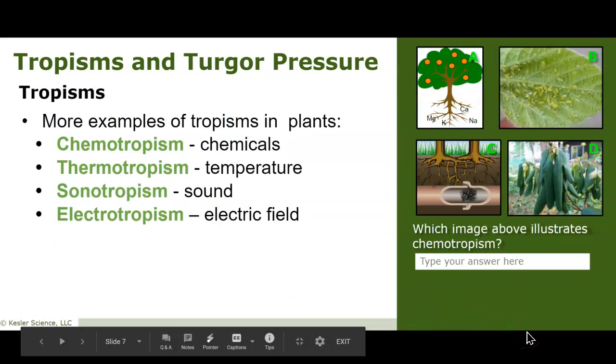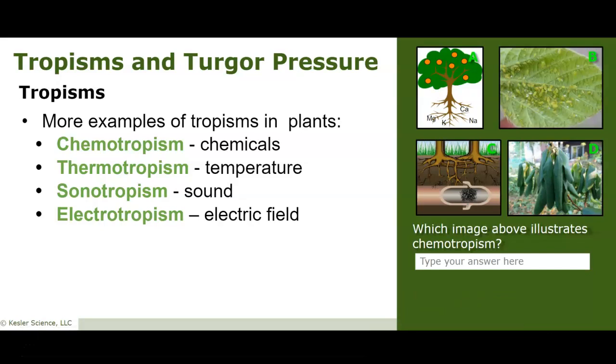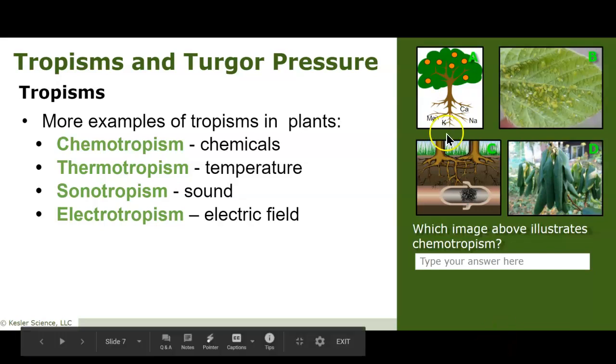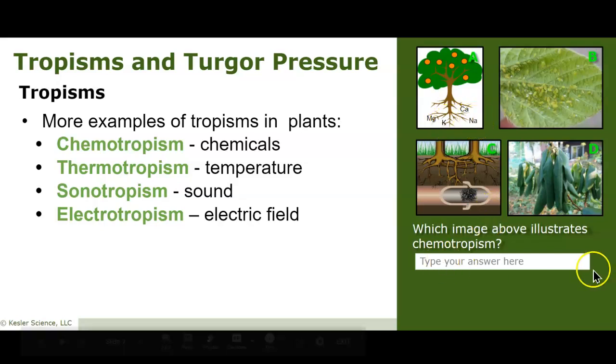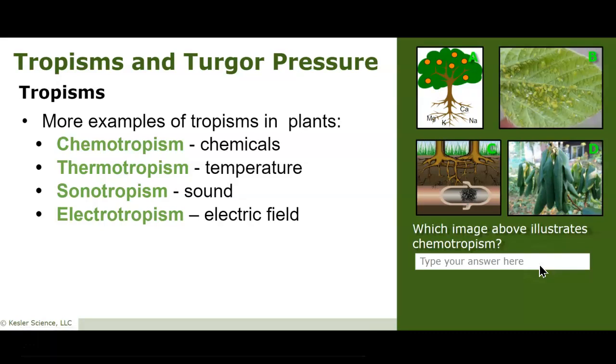Some other examples of tropism are chemotropism, thermotropism, sonotropism, and electrotropism. So if you take a look at the pictures on the right, you're going to figure out which one illustrates chemotropism. If you look here, these are elements that are in the soil, and you can see that the roots have grown farther to get magnesium, potassium, and sodium. So when it asks you which one illustrates chemotropism, you can see right here, it's this one.